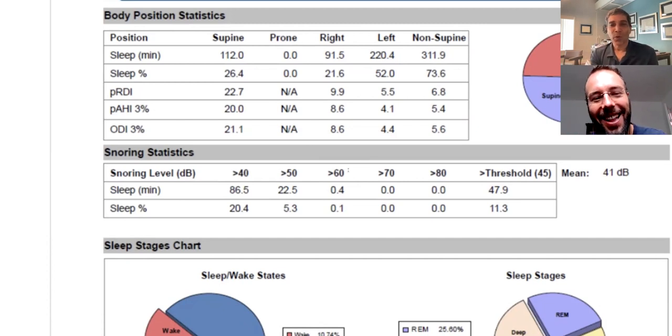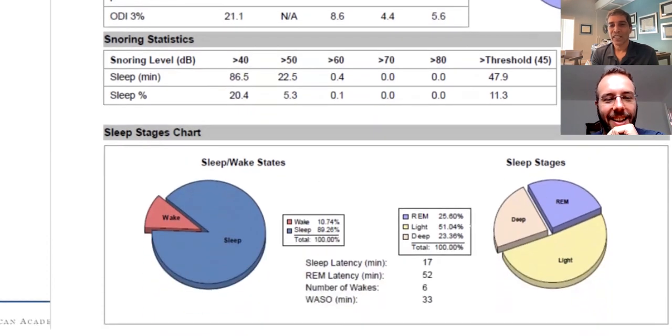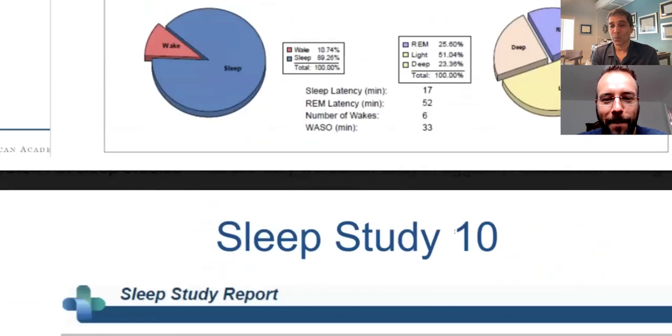Anyway, and then 24 seconds greater than 60 decibels. That's not much at all. Deep sleep, light sleep is normal.